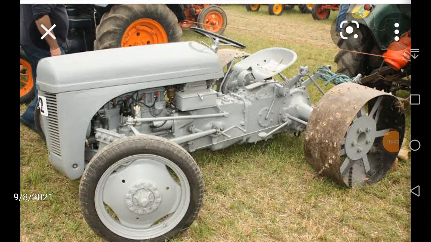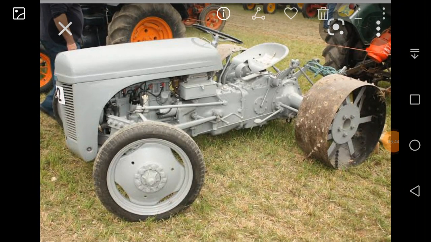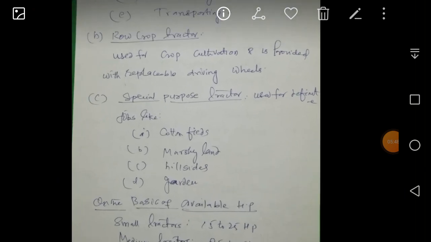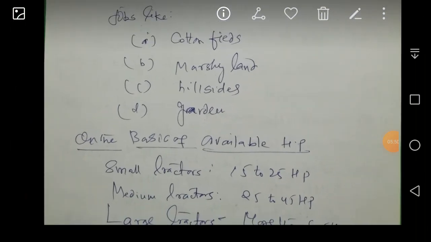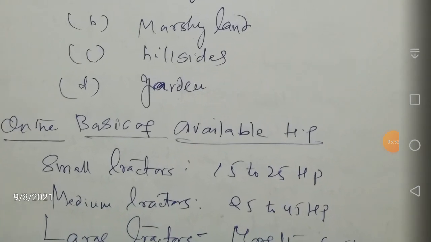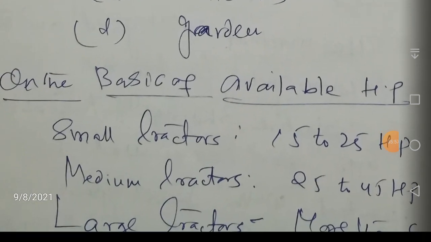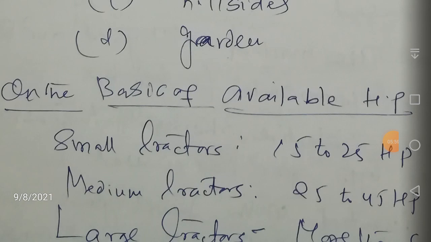Now, based on the available HP also, your tractors are classified. Let us see how they are classified based upon the HP of your tractor. On the basis of available HP, the small tractor will have an HP from 15 to 25 HP, medium sized tractors will have HP from 25 to 45 HP, and large tractors will have an HP of more than 45 HP.